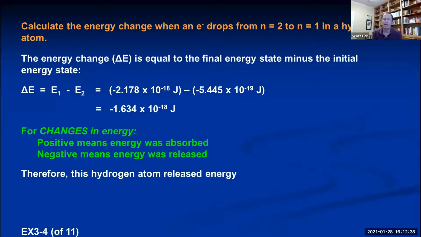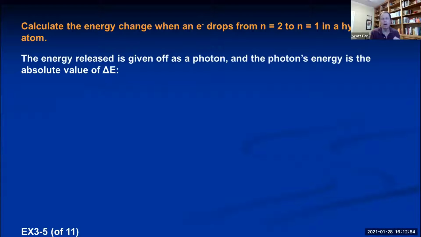Now, how is that energy released? When an electron drops from one Bohr orbit to a lower Bohr orbit, the energy is released in what form? Who knows? Photons. It's released as a photon of electromagnetic radiation, exactly right. And the energy of that photon that's released is going to be the exact same number you just calculated, except you take the absolute value of it, because when we talk about energies of photons, we don't give them negative values, we always make them positive values. So the energy released is given off as a photon, and the photon's energy is always just going to be the absolute value of delta E.